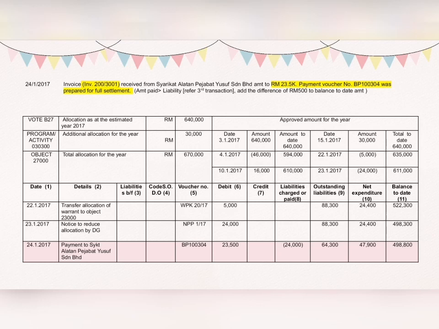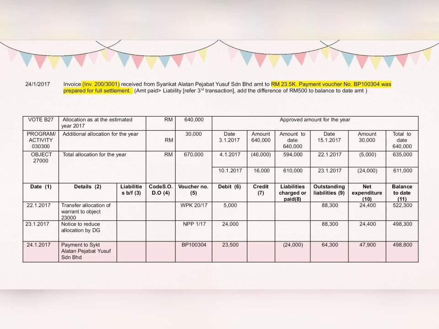Pejabat Yusof, and a payment voucher is prepared for full settlement. So if you look back to the third transaction, the full amount is 24,000, but the full settlement was made for only 23,500. So this means that the company gave a 500 discount. Therefore, this is an expenditure where amount liability is greater than the amount paid.